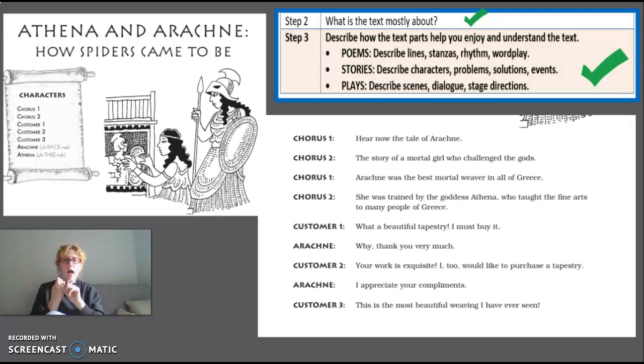So I figure out what type of text it is by looking at the different parts. I find what the text is mostly about, and then I look at the different parts to see how they better help me understand the story. All right, I did it.